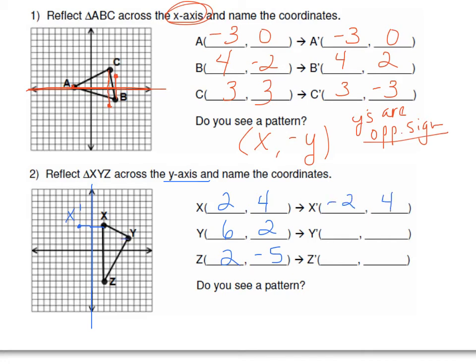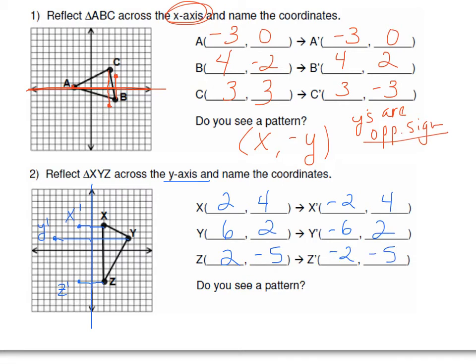Next for the y, we can count over, and it is 6 spaces away, so we want to go 6 spaces away on the opposite side. 1, 2, 3, 4, 5, 6 right there. So that'd be my y prime, so that's at -6, 2. And then lastly for the z, it is again 2 spaces away, so I need to move 2 spaces away. So my z prime will be right there, and that would be at -2, -5.